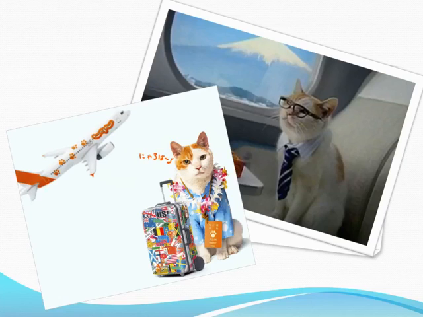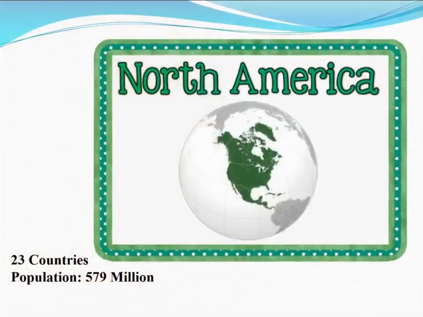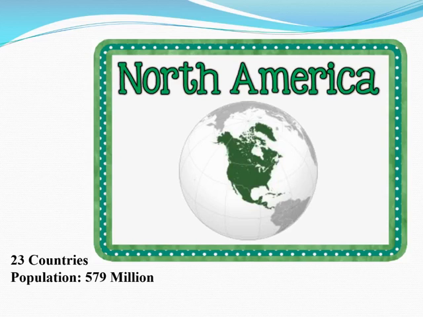Let's travel to each of the 7 continents to look at how many countries are there and what the population for the continent is. The first continent we're going to look at is North America. North America has 23 countries, and the population is 579 million people. And did you know that you are one of those 579 million people?